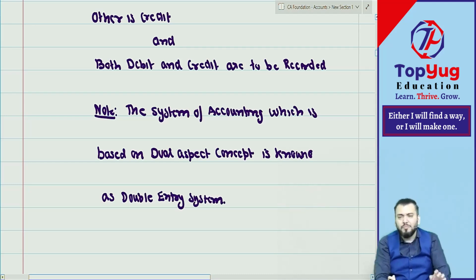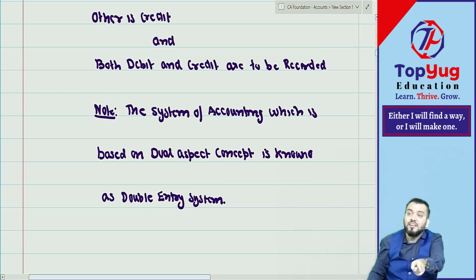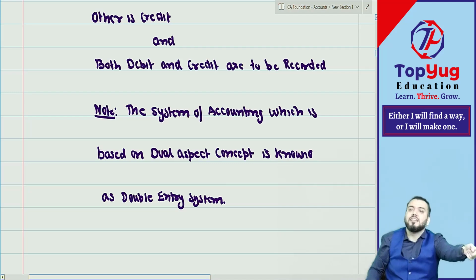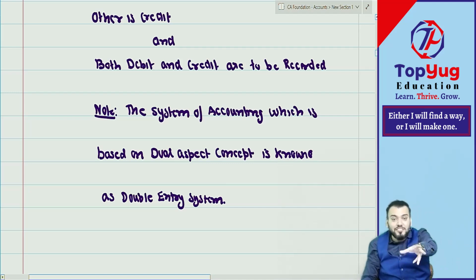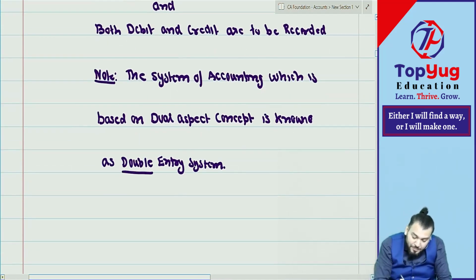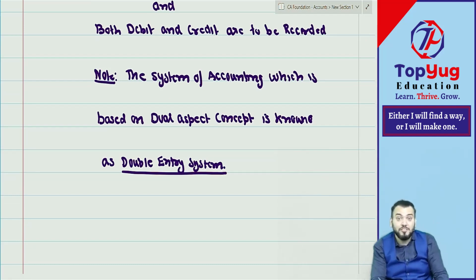Understood? Don't be confused. The system of accounting is double entry system, but the concept is dual aspect concept. Don't interchange both these terms. Dual aspect concept is an accounting concept. By using that concept, whatever accounting we are doing, that system of accounting is known as double entry system, and this system has been given by one person. We need to know the person because he is a very important person. We are following him only. He is known as the father of accounting because he has given the system.